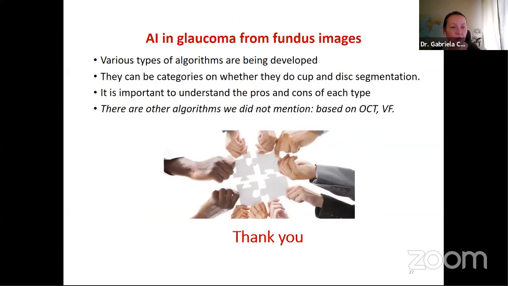And I will just conclude. There are various types of algorithms that are being developed and published. They can be, in the simplest way, categorized on whether they do or do not require cup and disc segmentation. It's good to understand the pros and cons of each type. We still do not fully understand these pros and cons. I just started some discussion on those, and this is still quite an area of research.